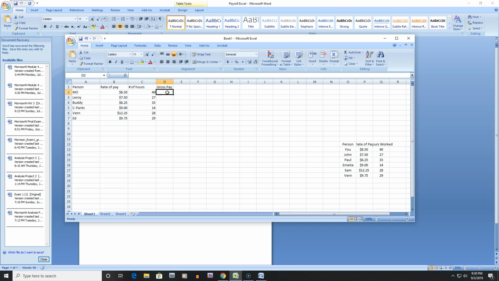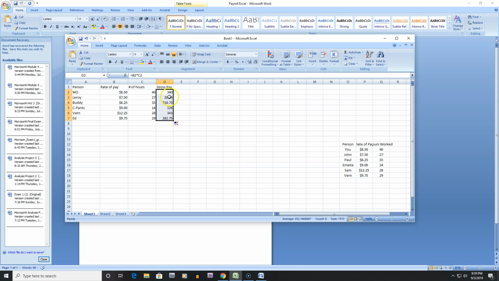Let me tell you, we're going to do our formulas, right? So I am going to put the equal sign in there. And then it's just B2 multiplication times hours. I hit enter. And then that figures my money.